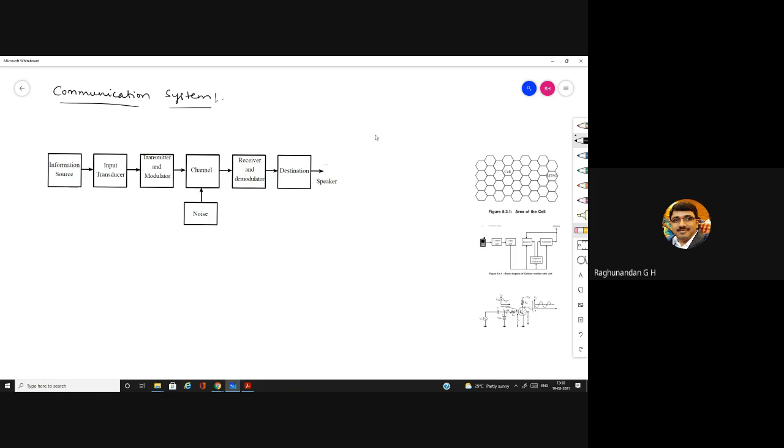So here the first thing is information source. First of all, what is communication? Communication is the exchange of information between 2 points. Without having any 2 points, you cannot have any communication. For communication to happen, at least you need to have any 2 points where you can exchange the information.